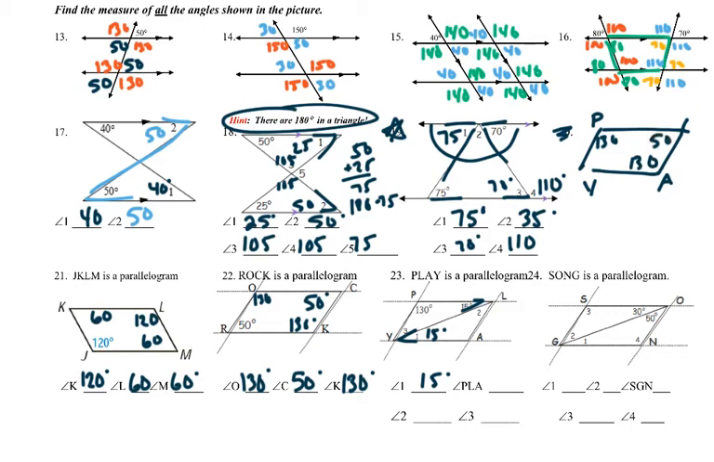And then if I subtract from 180, these two, PLA, for example, is going to be 50. That big angle there is 50. So to get angles 2 and 3, I'm going to subtract 50 minus 15 is 35.